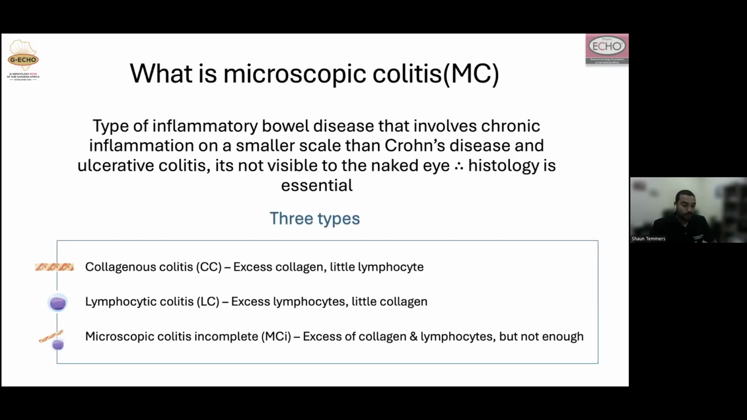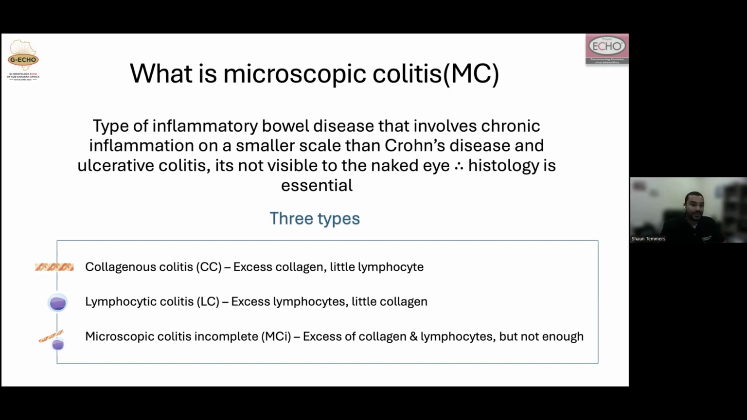It's always important to know the definition of a disease to help better define it and understand it. So what is microscopic colitis? It's a type of inflammatory bowel disease, and it involves chronic inflammation on a much smaller scale than typical Crohn's or ulcerative colitis. It's therefore typically reported as not being visible to the naked eye on endoscopy, and therefore histology has made it quite essential.